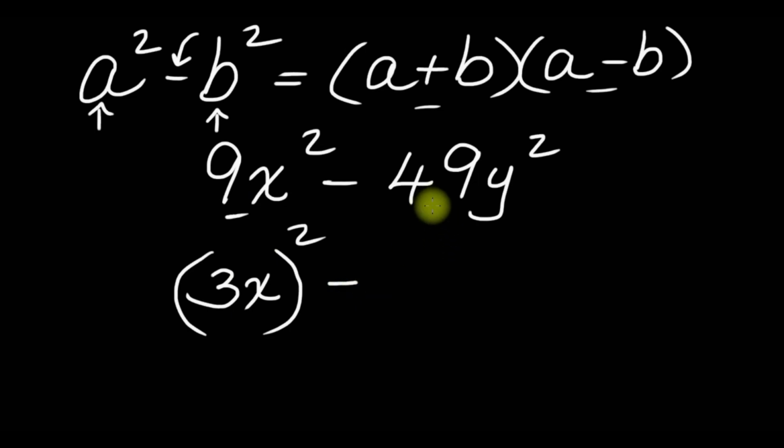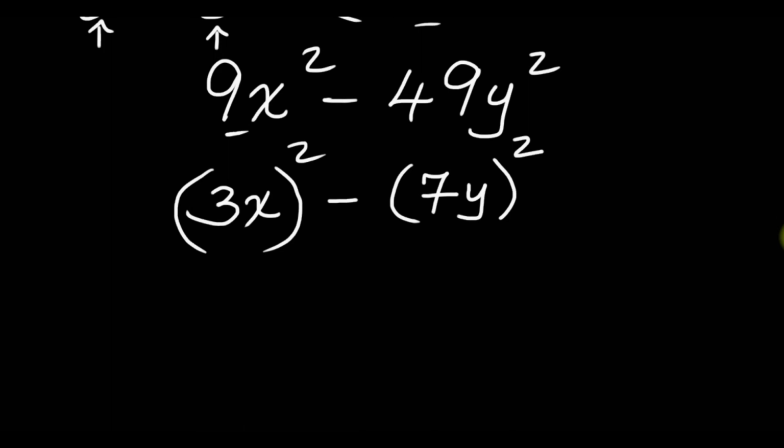And then over here, what's square root of 49? Well, that's going to be 7. What is square root of y squared? Well, that's just going to be y. Now, if I square it, do I get 49y squared? Yes, I do, because 7 squared is 49, and y squared is y squared. So yes, this is a difference of squares.